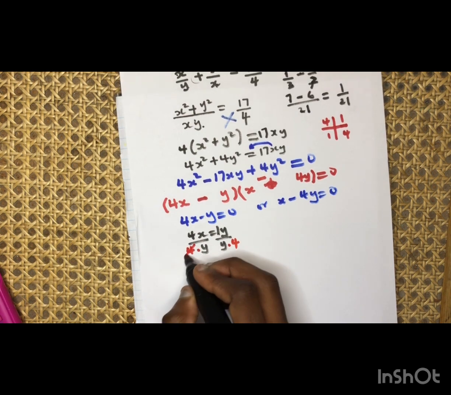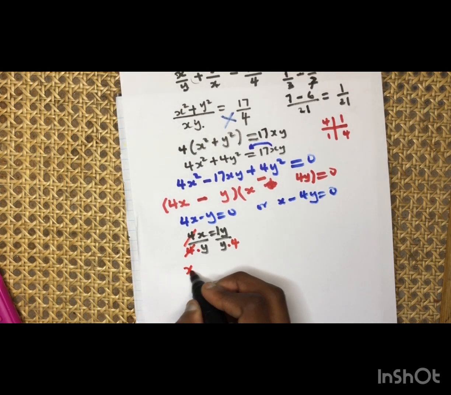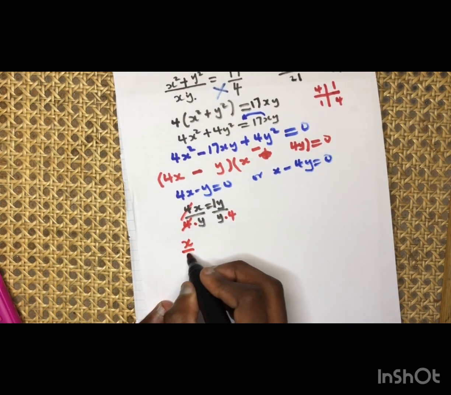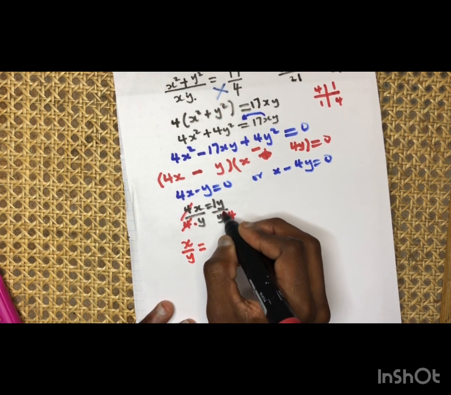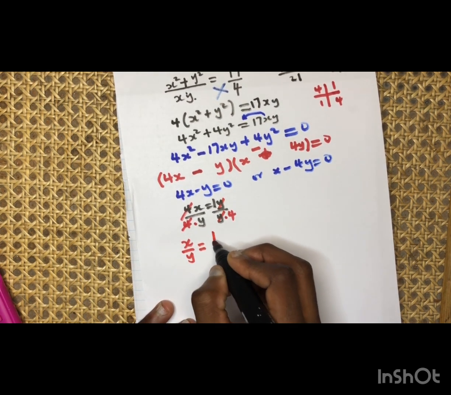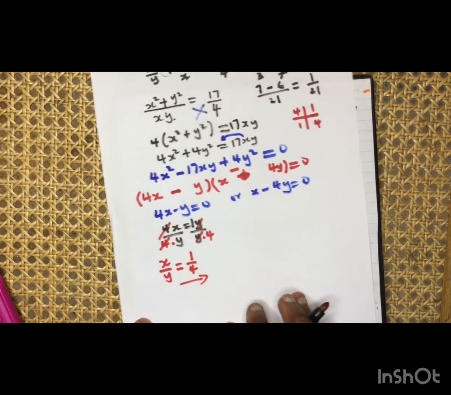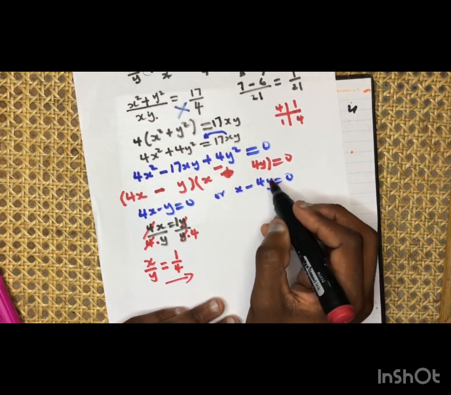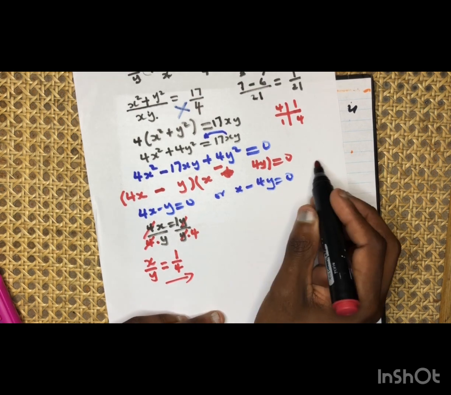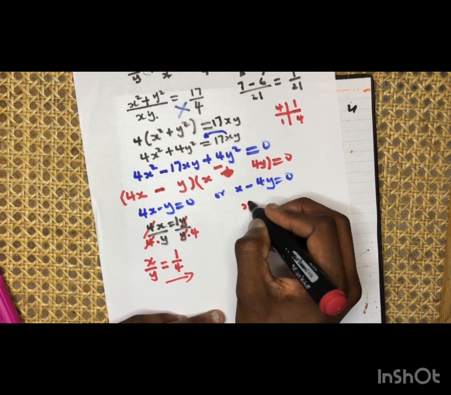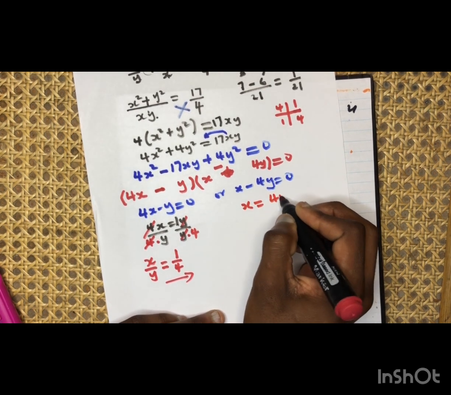So this 4 cancels this one. We are left with x over y equals this, y cancels this one. It's 1 over 4. That's the first value of y. Then we come to this side. If we transpose 4 to that side, 4y, we'll have x is equal to positive 4y.